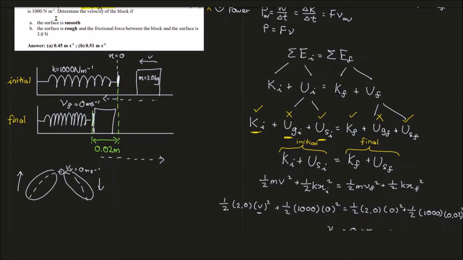which is when the surface is frictionless. But for B, what has changed now is that the surface is rough, and the frictional force between the block and the surface is 3.0 Newton. So there's a frictional force equal to 3.0 Newton. I think it's okay for us to label it like this.